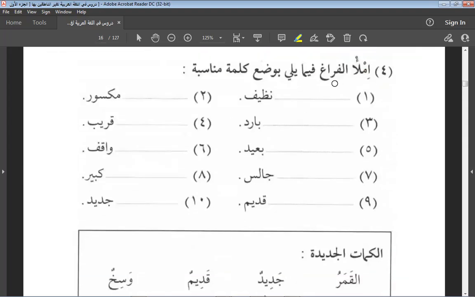Okay, here, same case, it says imla al-farag, fill the empty spaces, fi ma yali, in the following, biwadi kalimatin munasabatin, by putting the appropriate word. It says nazifun. Okay. All these words we've seen. So you just put what is appropriate for them here. You are putting the appropriate word, the mubtada, the appropriate subject. All these are predicates. So they've left the first part of the sentences. So you put the subjects there, which is the mubtada, and then the predicates have been fixed there for you.